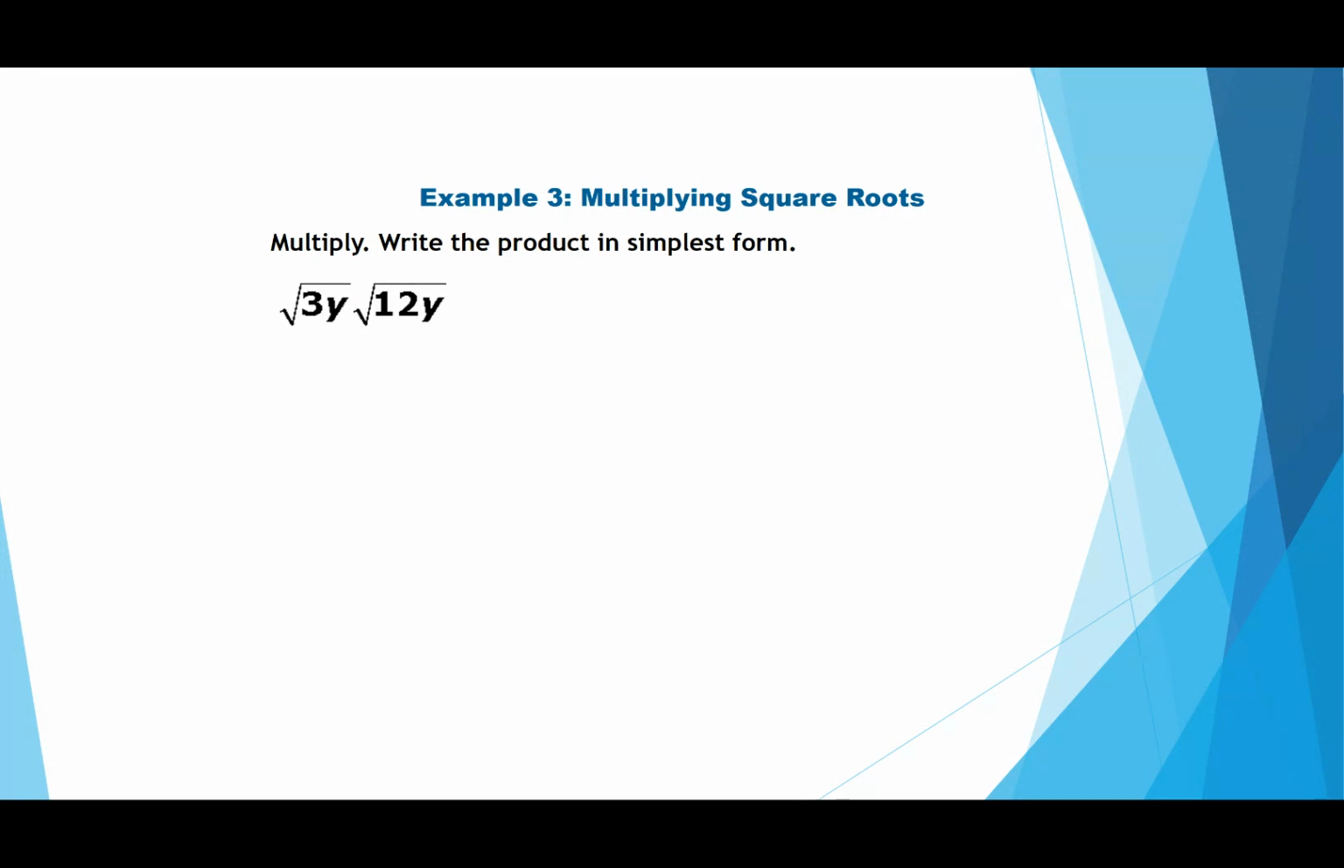So here, everything is on the inside of the radical, so everything is just going to get multiplied together. So let's start, 3y times 12y. I know the 3 times 12 is going to be 36, and the y times y will be y squared. So that's just multiplying these together.